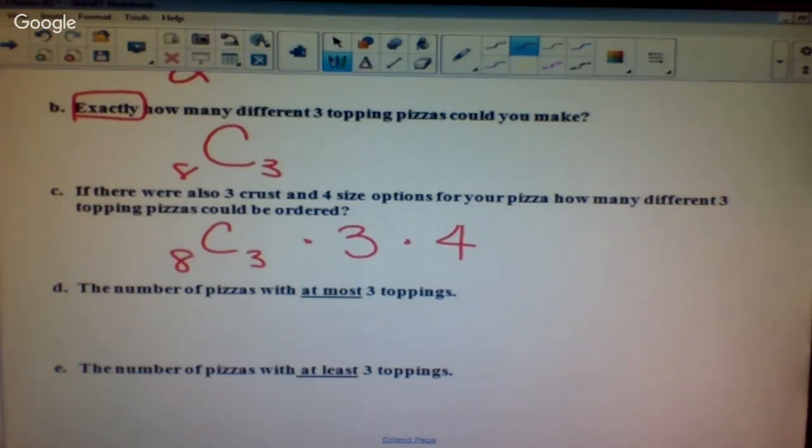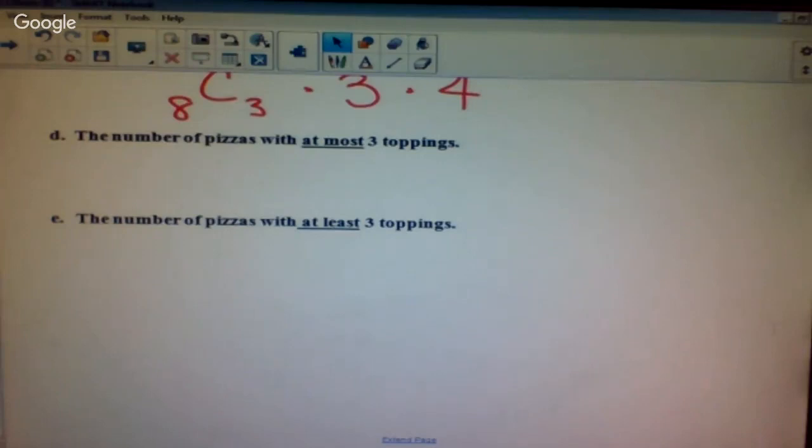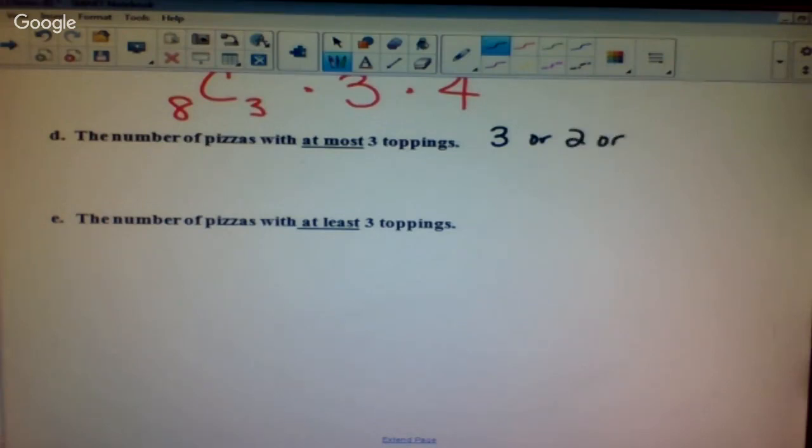Take a look at D. The number of pizzas with at most 3 toppings. What does at most 3 mean? Nothing above 3. So what does that look like? I can have 3 or 2 or 1 or none. So I need to take into consideration each one of those scenarios.